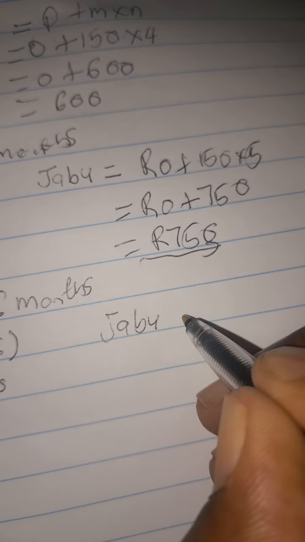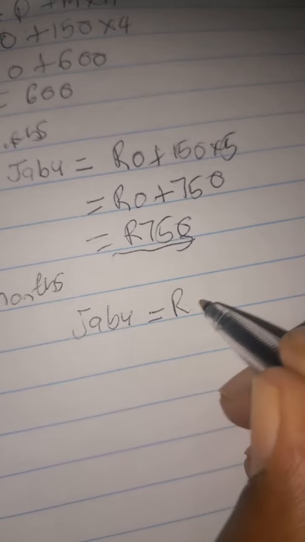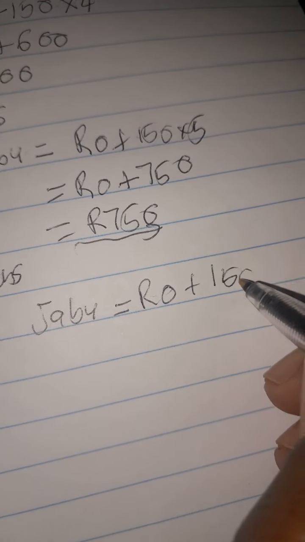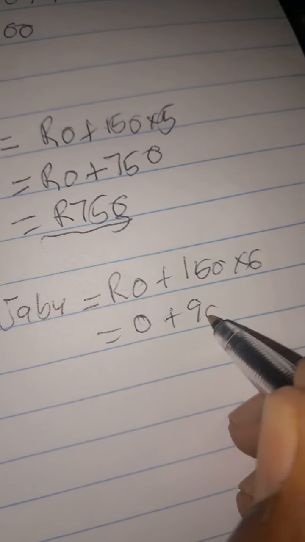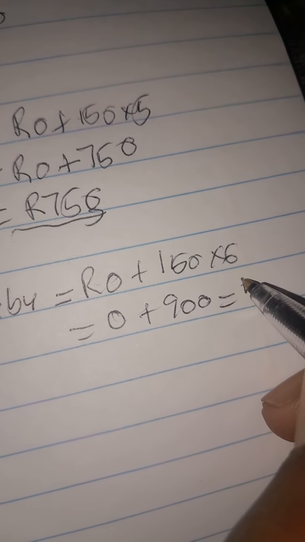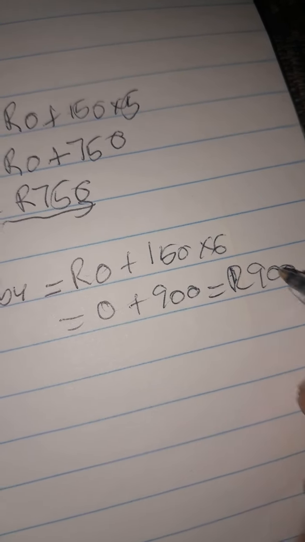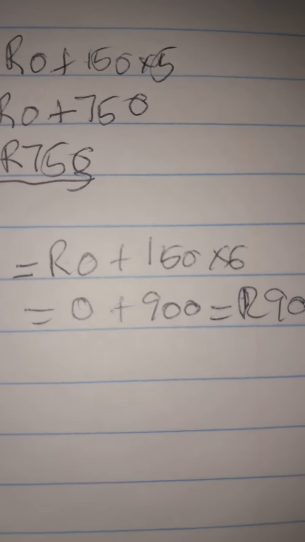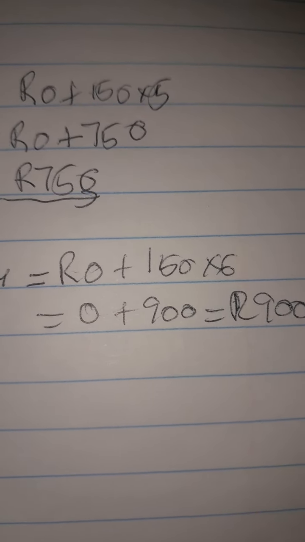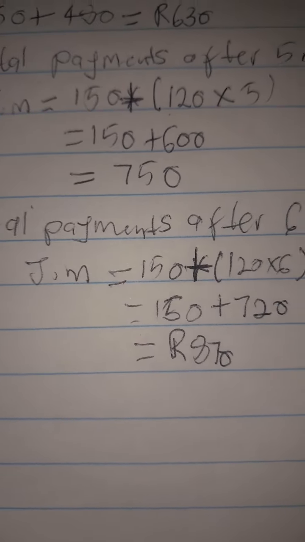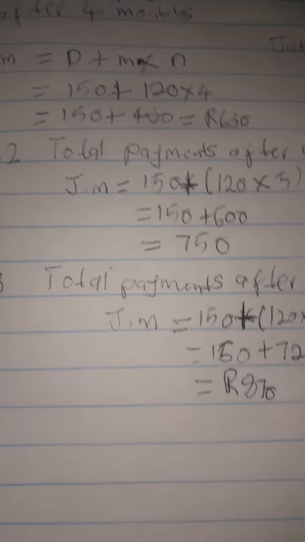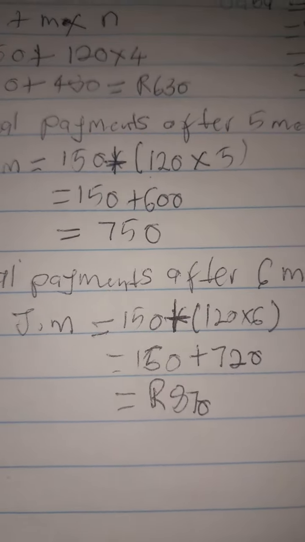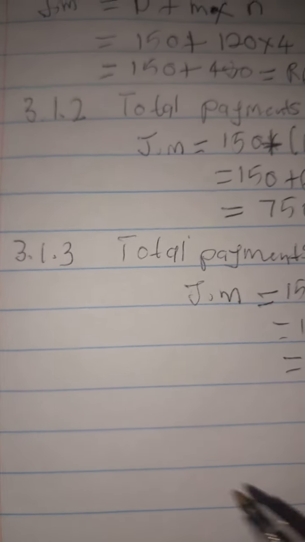Jabu, let's see, 0 cent plus 150 multiplied by 6, that will be 0 plus 900, that will be 900 rand. So they differ in 6 months. Can you see that in 6 months they differ? Jabu has 900 and Jimmy it's 870. So this is how, guys, you can get that beautiful 12 marks, right?